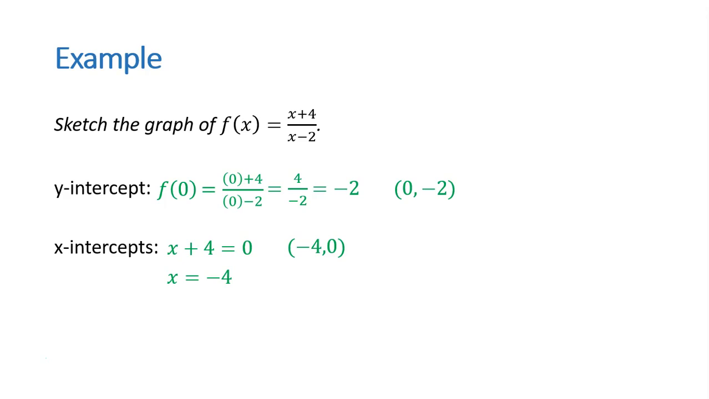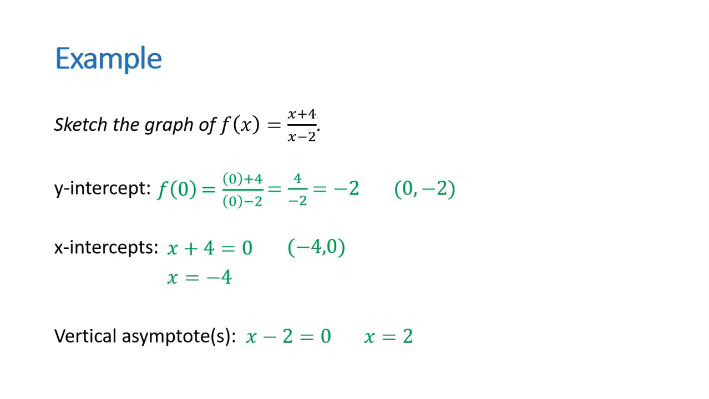Next, I want to solve for any vertical asymptotes, so anything that makes the denominator 0. If the denominator is 0, it's undefined, which means there's a hole in the domain, which we now know is represented by an imaginary vertical boundary. So I set my denominator equal to 0. So my vertical asymptote is going to be the line, the equation of the line, x equals 2.